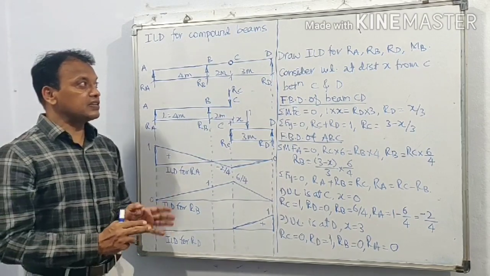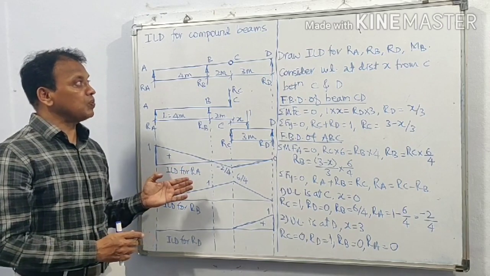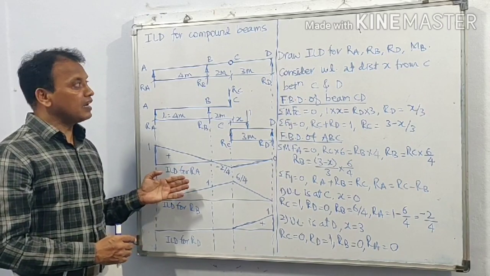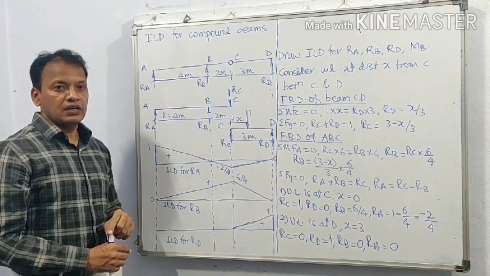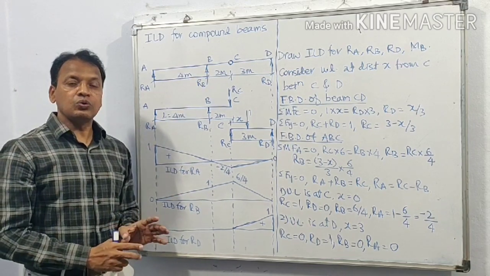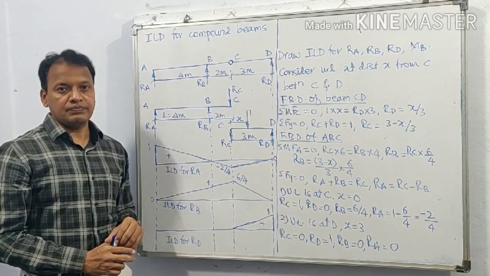Now in the next lecture, let us see how to make calculations for the influence line diagram for bending moment at B, and we will see how to solve examples on this compound beam. Thank you.